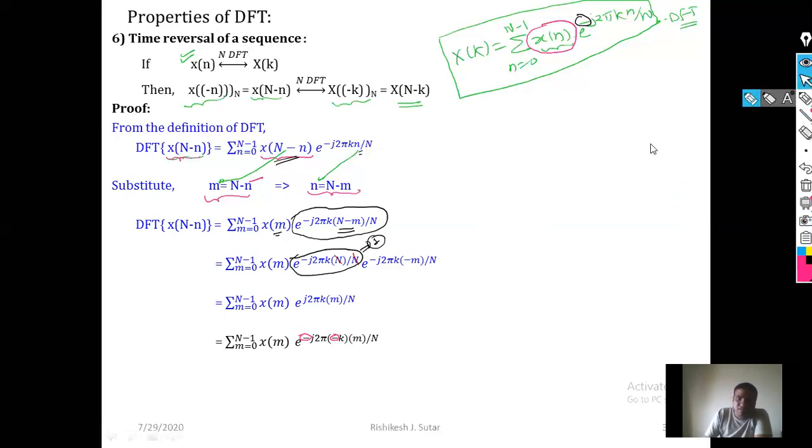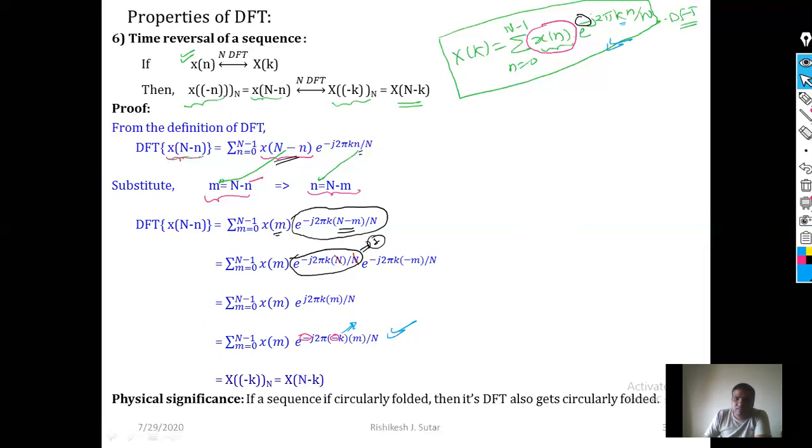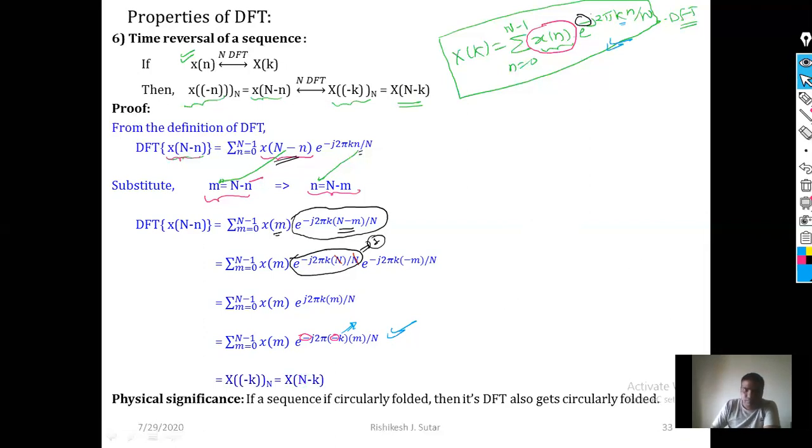So if I compare this equation with this equation, then what is the difference? Here it is k, here it is minus k. So simply I can write it as x of minus k, and how many points of DFT are there? That is capital N. So I can simply write here x of N minus k. So like this, you can get this proof. So now it is proved.